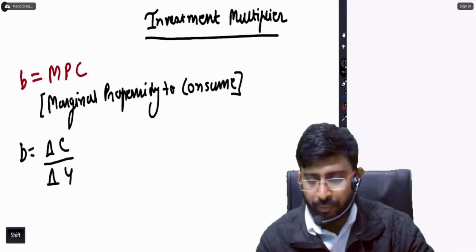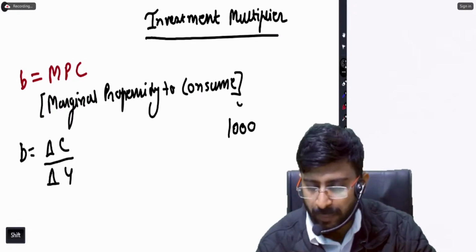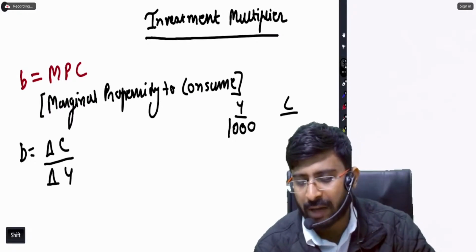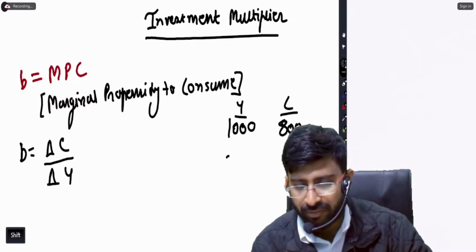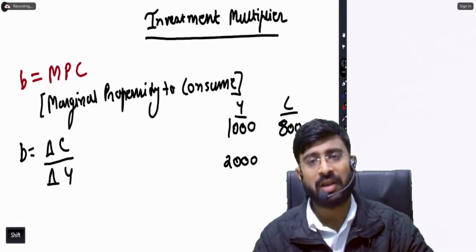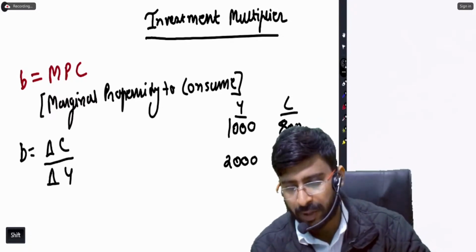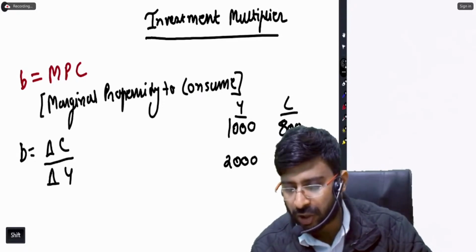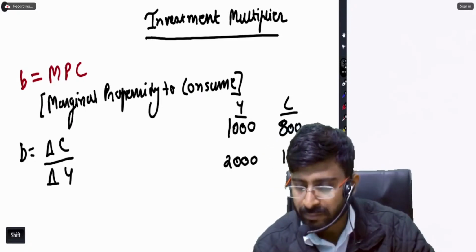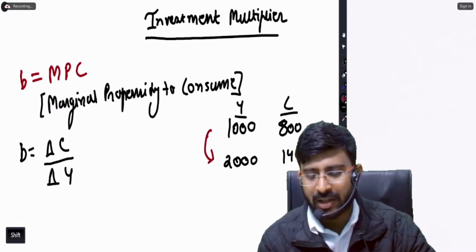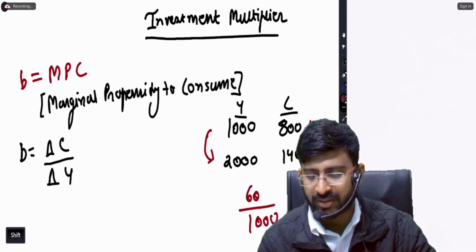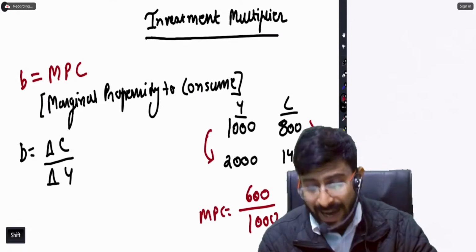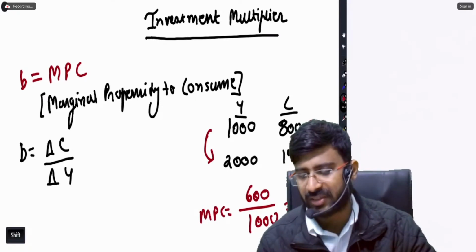So suppose my income was 1,000 rupees and my consumption expenditure was, let's say, 800 rupees. Now my income went to 2,000 rupees, as a result of which my consumption went from 800 to, for example, 1,400 rupees. Just for example, okay? So my income has increased by 1,000 rupees, because of which my consumption increased by 600 rupees. So we had studied this, that MPC is 0.6.